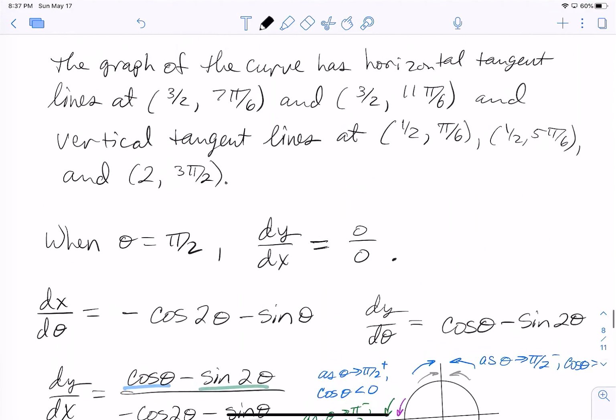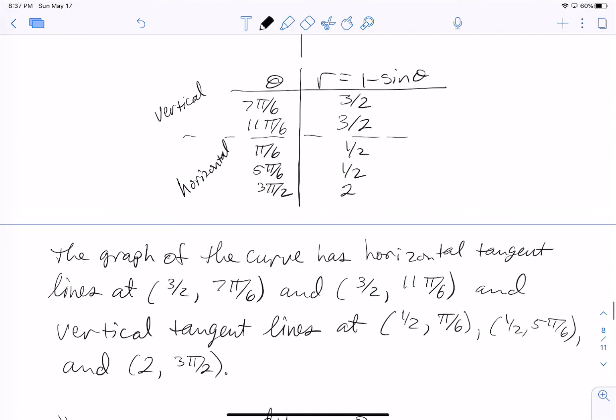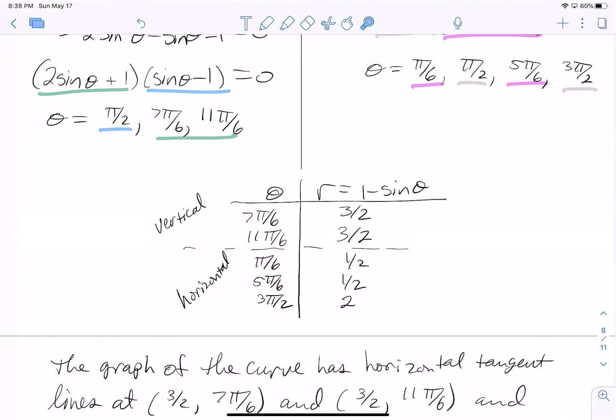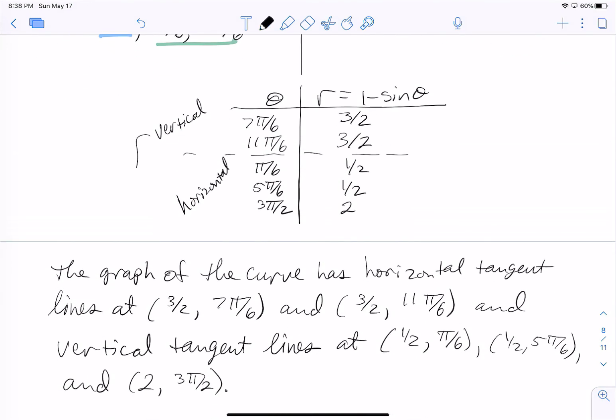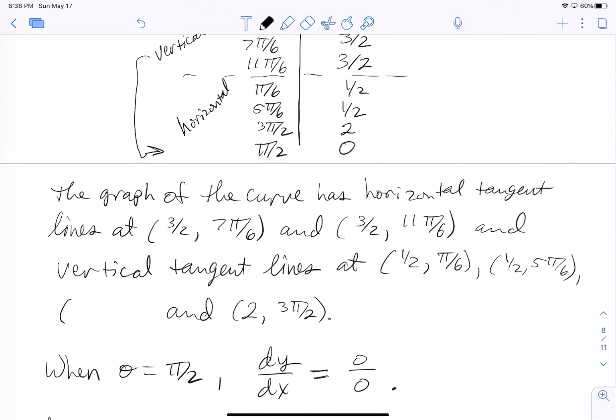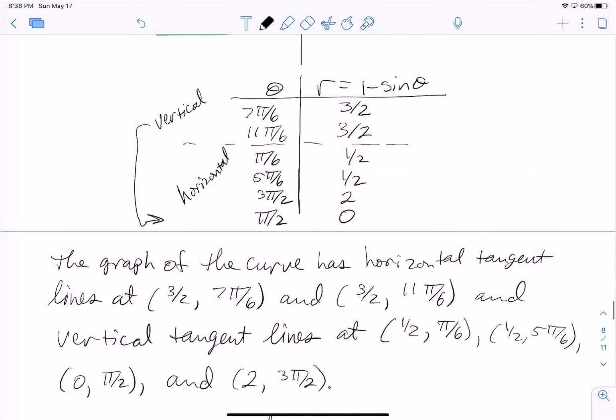Now let's go back to where we were way back up here. So if our tangent line has a slope of positive or negative infinity at theta equals pi over 2, that means we have a vertical tangent. So we can add to this pi over 2, which gives us a radius of 0, and we'll fix our answer just a little bit here. Slide this over, and we'll say we have vertical tangents at 1/2 pi over 6, 1/2 5 pi over 6, 0, pi over 2, and 3 pi over 2.